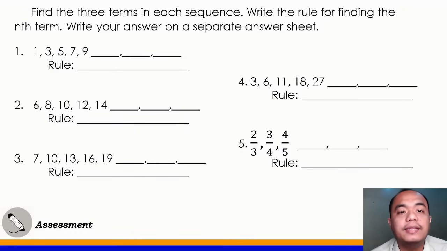Direction: find the next 3 terms in each sequence. Write the rule for finding the nth term and write your answer on a separate answer sheet. You are going to find the next 3 terms and you have to formulate also the nth term rule. Understood? I'll give you 10 minutes to finish your assessment. And your time starts now.